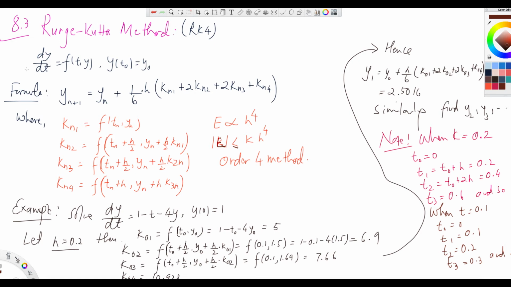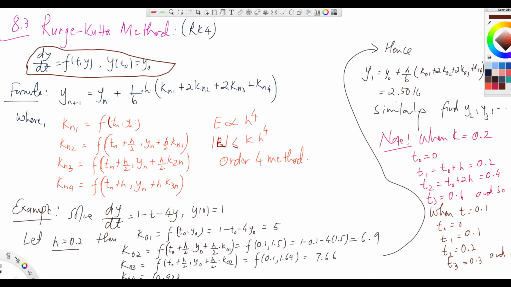Okay, so basically we are talking about the different numerical method to solve this initial value problem. dy over dt equals f of t and y on the right side, and then the initial condition is y(t0) equals y0. The RK4 formula, the Runge-Kutta method formula, is y sub n plus 1 equals y sub n plus 1 over 6 times h times (kn1 plus 2 times kn2 plus 2 times kn3 plus kn4). This is the formula. What are the values of kn1, kn2, kn3, kn4?